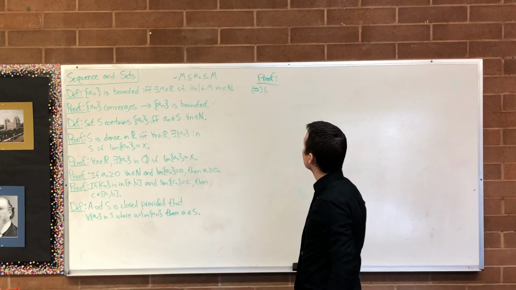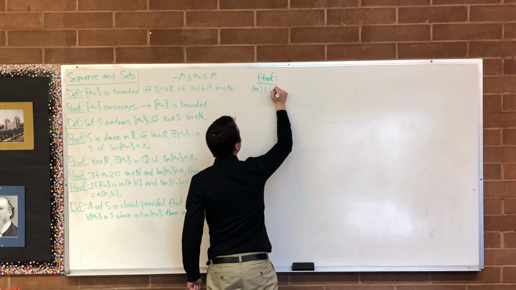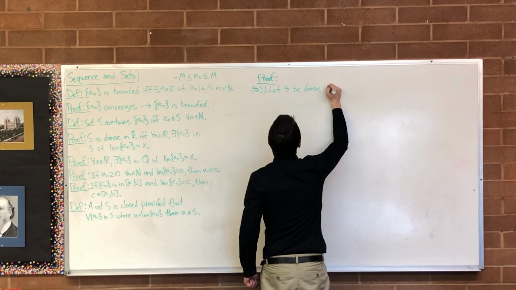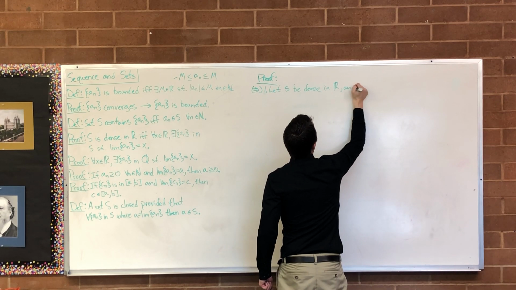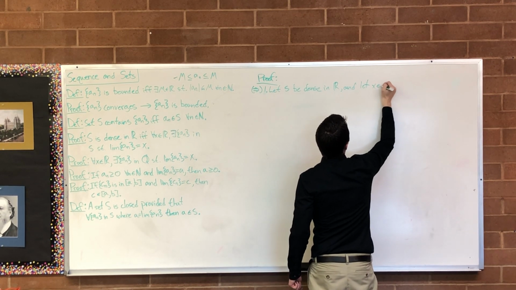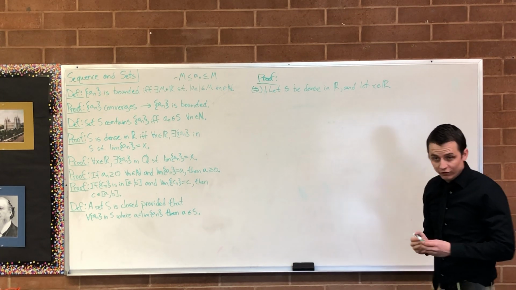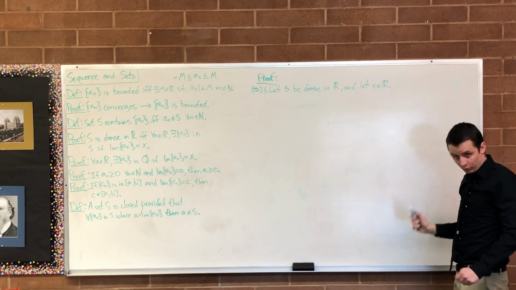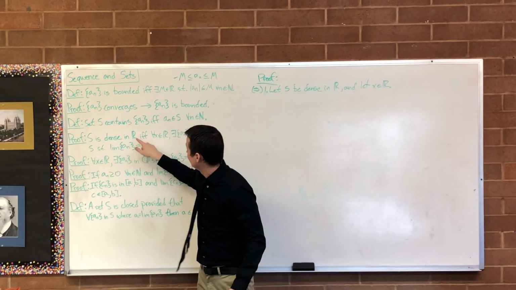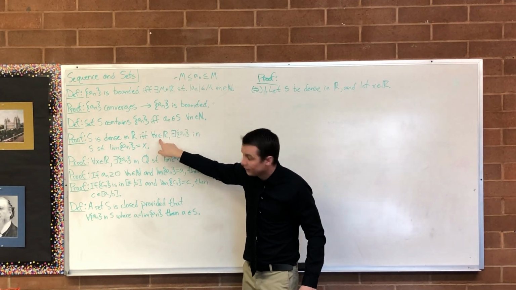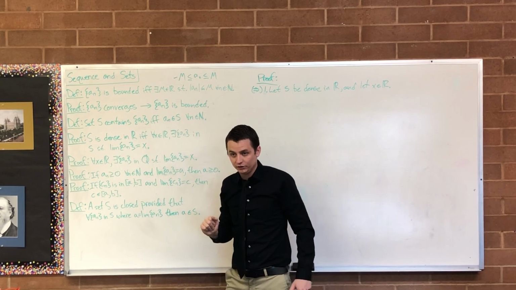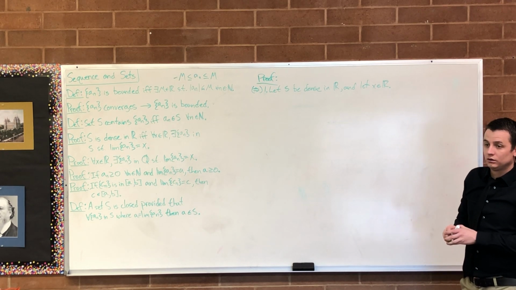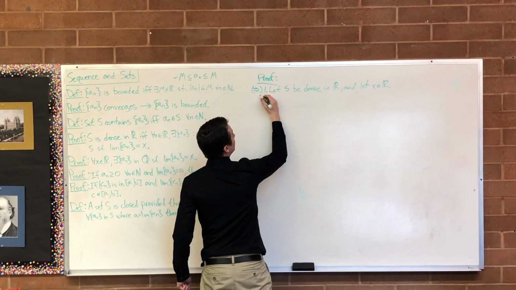So what do I need first? Let S be dense in R, and let x be any real number. I need to prove that I can find a sequence in S that converges to x. I'm showing that if S is dense in R, then for any real number you pick, I can find a sequence in S that converges to that real number. Make sense where we're trying to go? Okay.